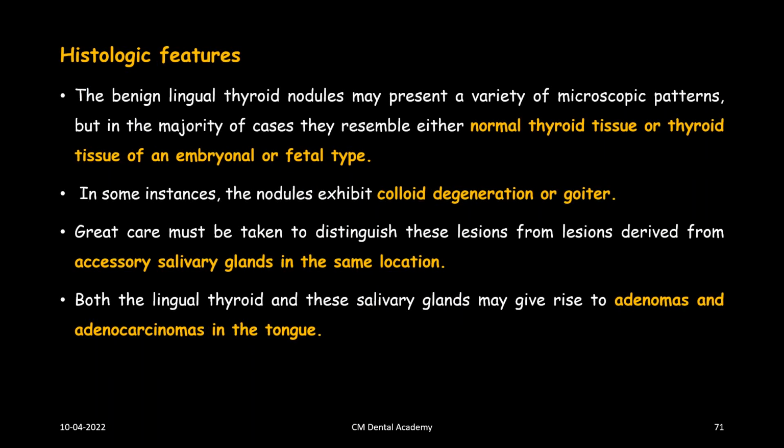Histologically, benign lingual thyroid nodules present a variety of microscopic features. The majority resemble normal thyroid tissue or embryonal or fetal type thyroid tissue. In some instances, the nodule exhibits colloid degeneration. Great care must be taken to distinguish these lesions from accessory salivary glands in the same location. Both the lingual thyroid and the salivary glands give rise to adenomas and adenocarcinomas, so whenever there are patients with adenomas and adenocarcinomas, the distinction is mandatory.